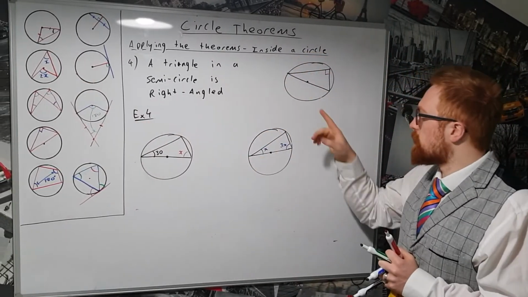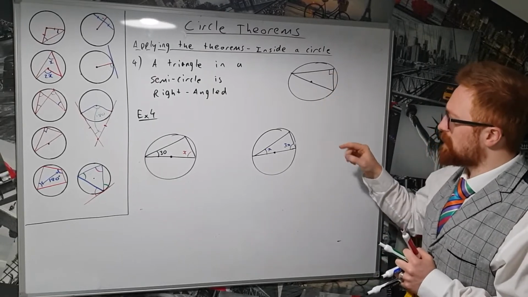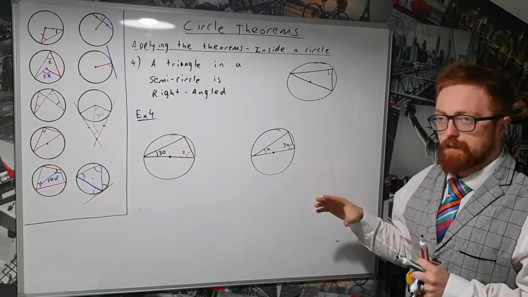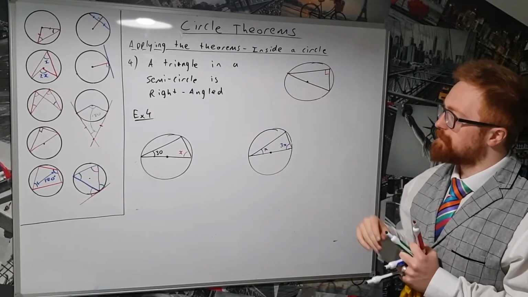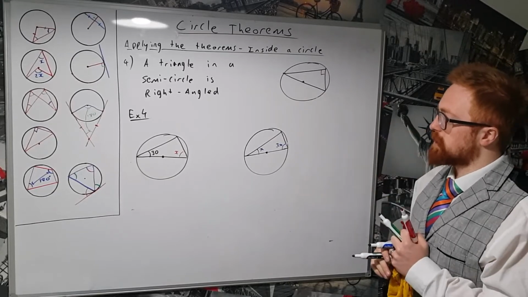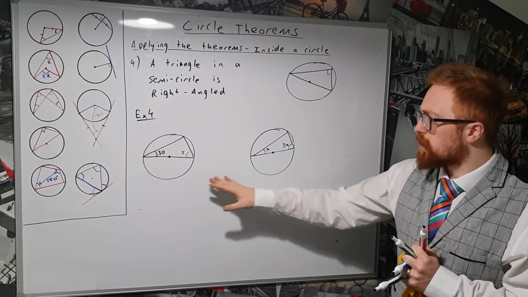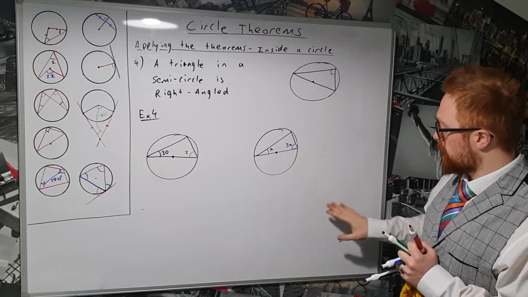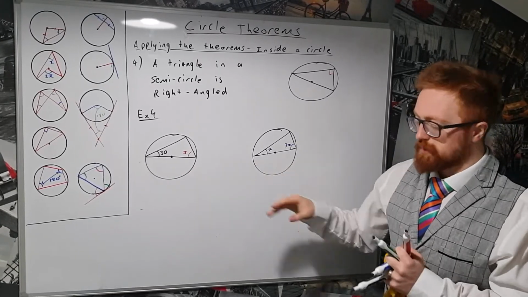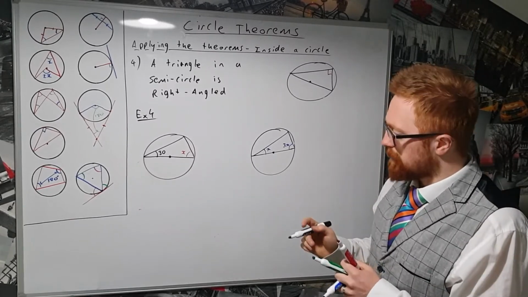The angle at the edge is half the angle at the centre, but students often forget this one when they're faced with a question, so I do want to do a whole little part of this one. So triangle in a semicircle is right-angled. So we've got a couple of examples here, and when we look at combining these theorems, this one will feature a bit more prominently, but for now we'll just do the two examples.